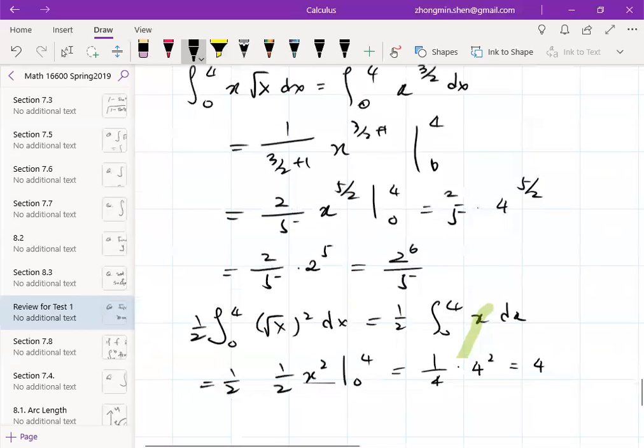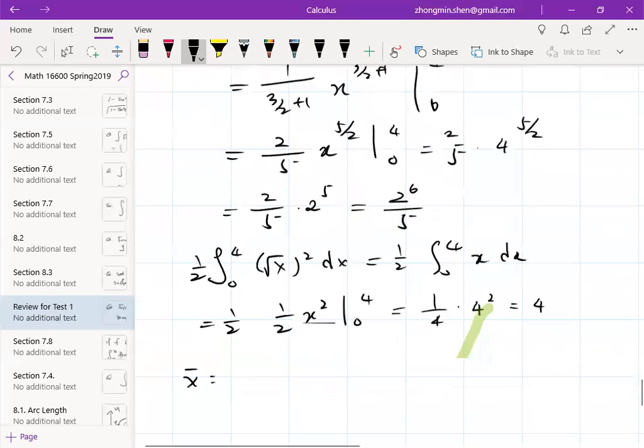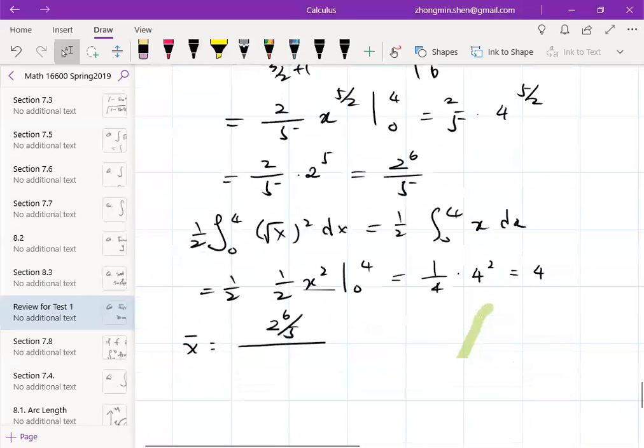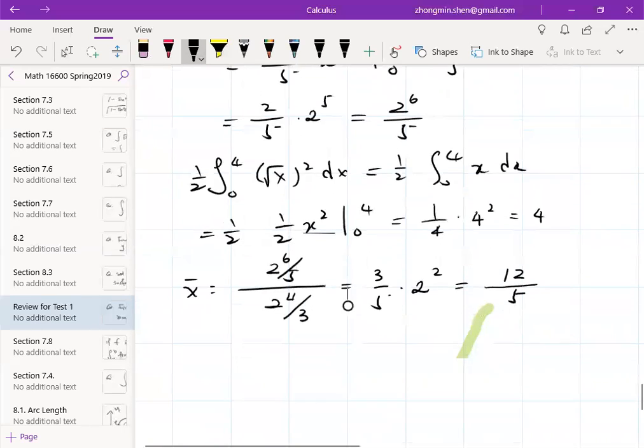So now let's find x bar. x bar is a ratio of this, and the other number A is 16 over 3. 16 is 2 to the 4th power. So here that would be 3 over 5 and 2 squared, which is 12 over 5, slightly larger than 2, right?